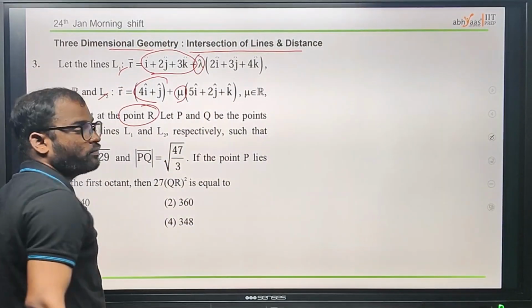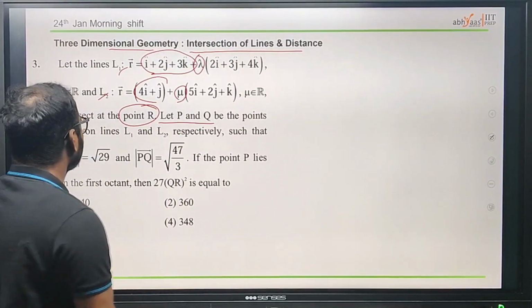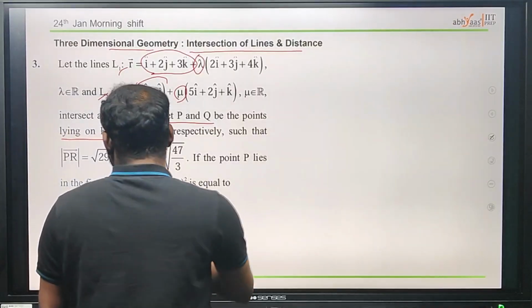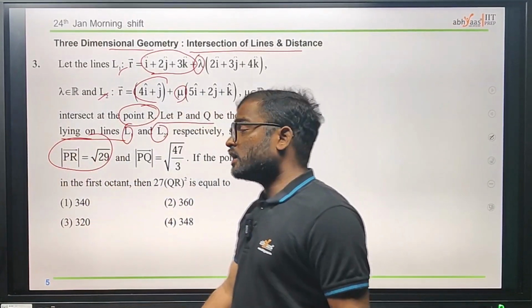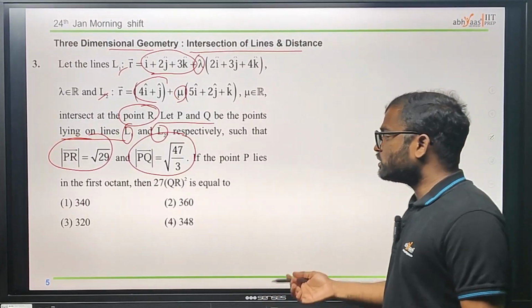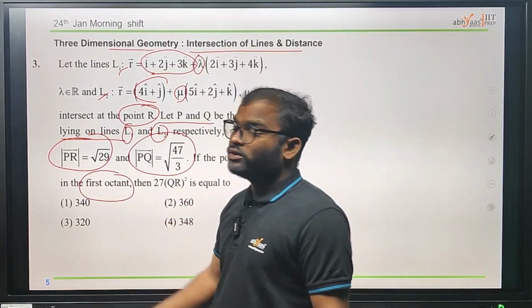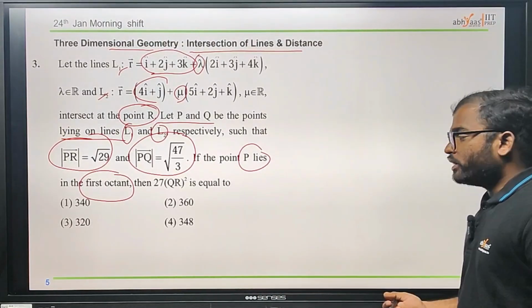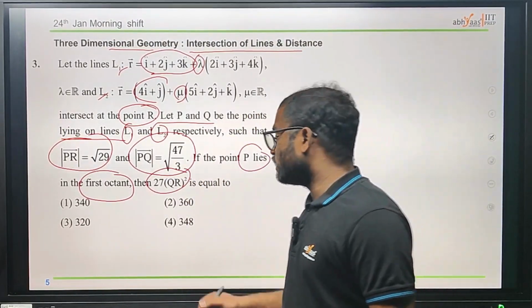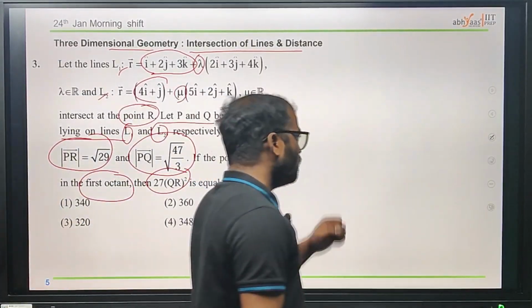They said let P and Q be points lying on the lines L1 and L2 respectively, such that the magnitude of PR is root 29 and the magnitude of PQ is root 47/3. If the point P lies in the first octant, we need to find the first octant point, then only we can solve this. And then what is the distance QR? QR square is equal to what? We need to find that.